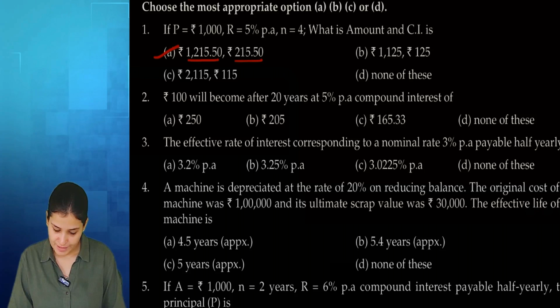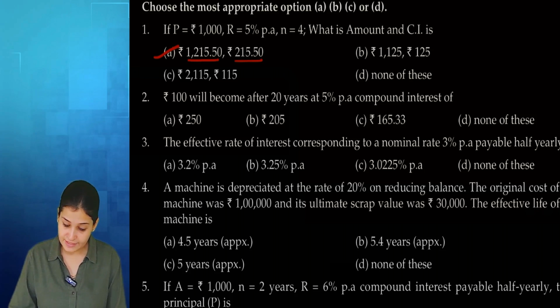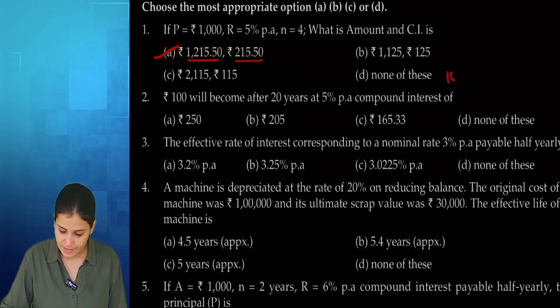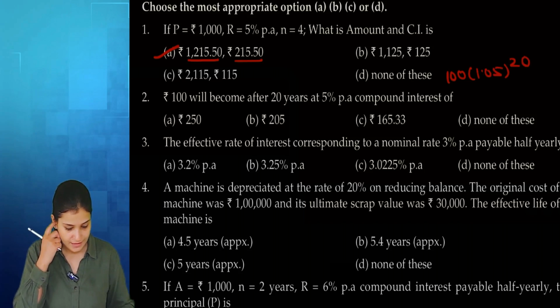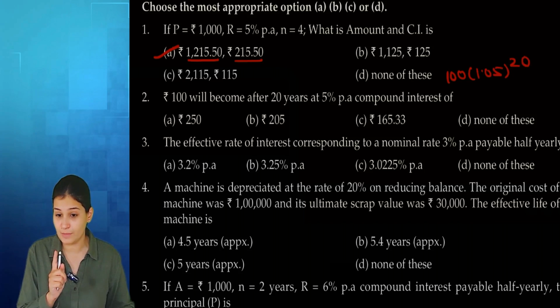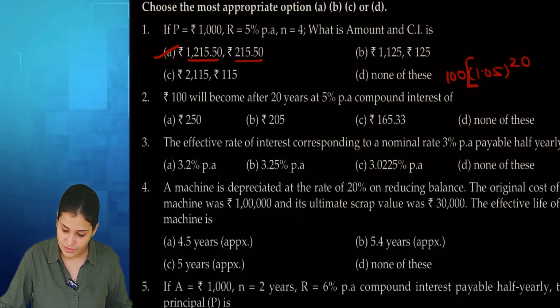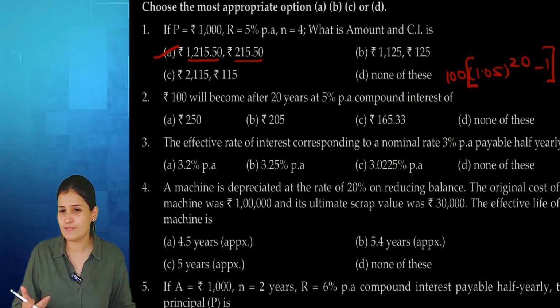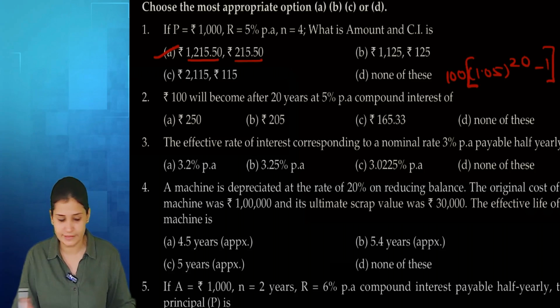Question number 2. Rupees 100 will become after 20 years at 5%. Nothing is mentioned, so we'll be calculating it annually. So it will be 100 into 1.05 to the power 20. And they've asked us compound interest, not amount. So if I use directly the compound interest formula, or you can first find out the amount and then subtract 100. That also can be done.